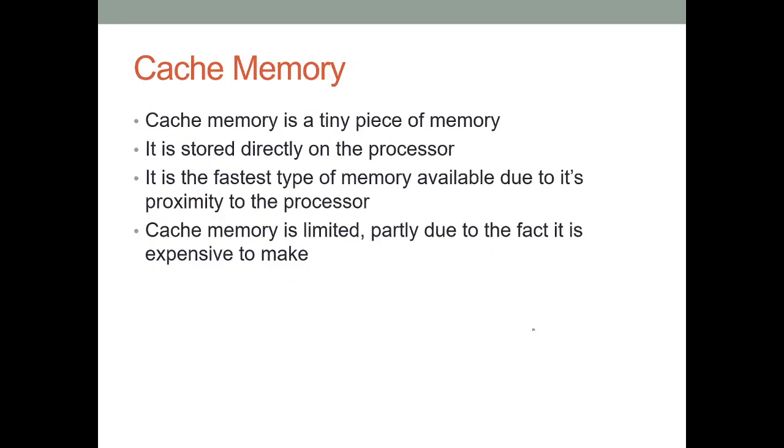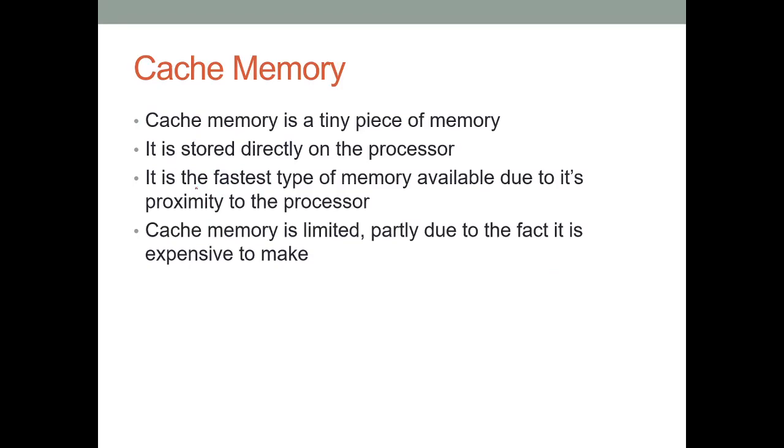Cache memory is a tiny piece of memory stored directly on the processor. It's really limited because it's quite expensive to make. Because it's stored directly on the processor, it's the fastest type of memory available. It's actually faster than registers, which I think the last PowerPoint said were fastest. That's kind of at NAT5 level. There isn't much you get told that's a lie at NAT5 in this course, but this is one of them. Really, cache is faster than registers, and then it's RAM or your main memory.